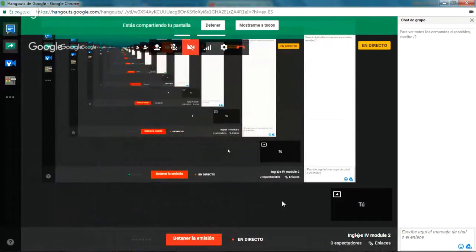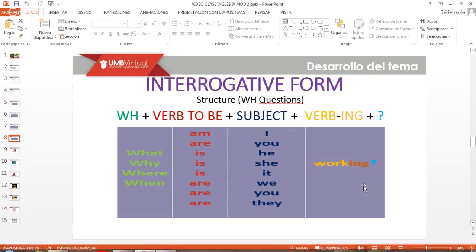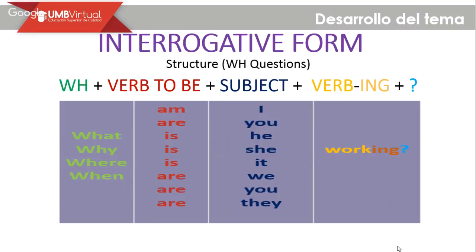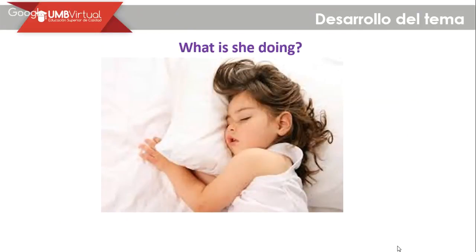So here there are no spectators. Okay. So at the moment that you're going to see this video class, the idea is that you can make some examples taking into account these pictures and just making some sentences. So according to this question, what can we answer in regards to this photo? What is she doing? She is sleeping. It is right away the first thing that maybe comes up in our minds, right?